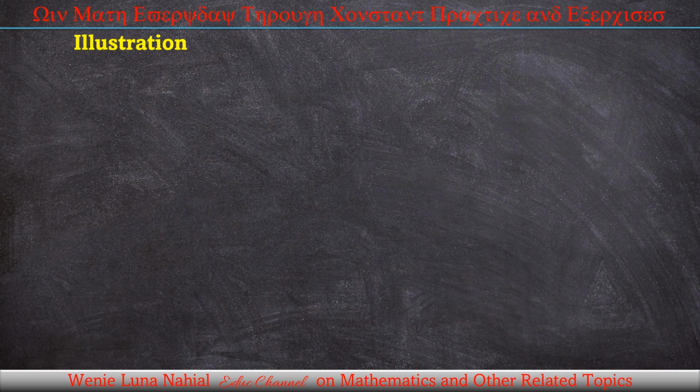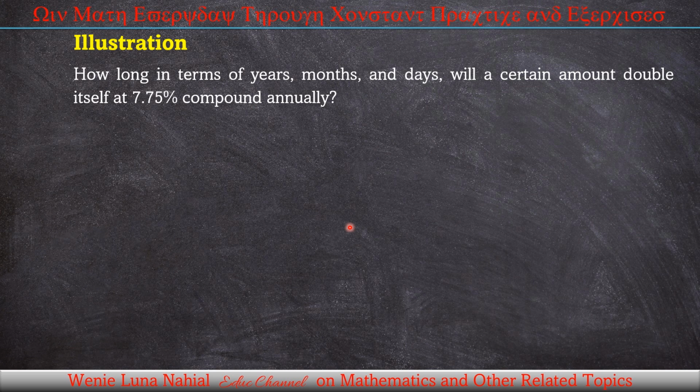So this is the time that the 320,000 earns 4,500 at 12% compounded monthly. Now, in the next illustration, how long, in terms of years, months, and days, will a certain amount double itself at 7.75% compounded annually? So it's now clear that there's a single conversion in a year.